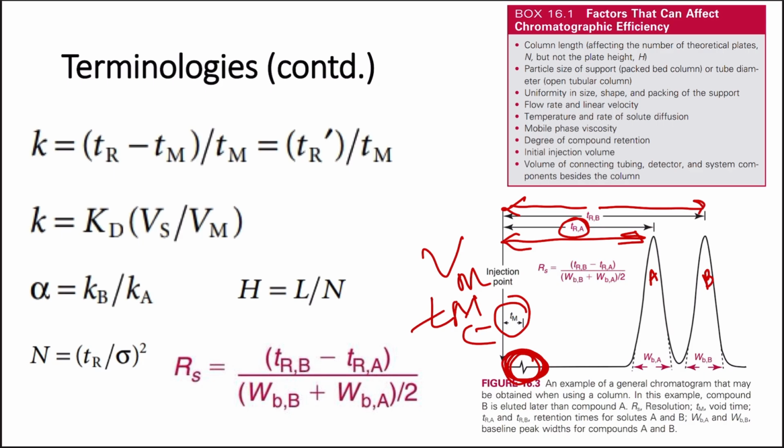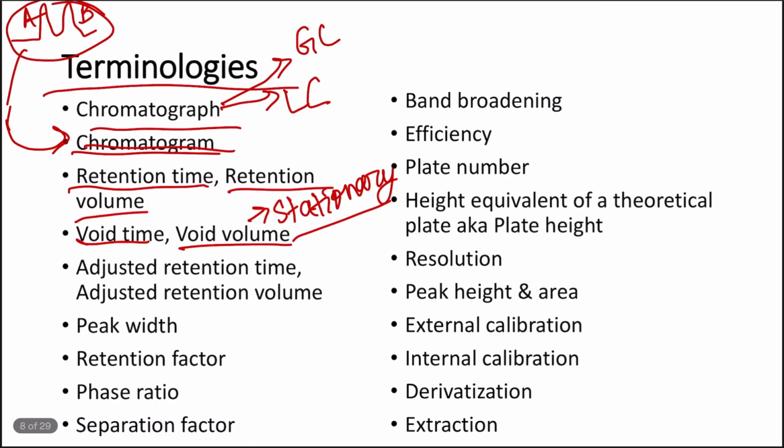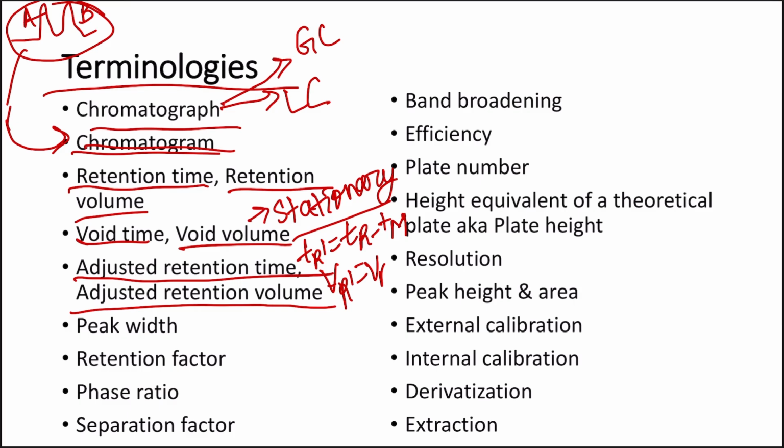And what we actually consider later on is the adjusted retention time and the adjusted retention volume. Adjusted retention time is TR dash, which is TR minus TM, that is the retention time of a particular component minus the void time. Adjusted retention volume is VR dash, that is VR minus VM, the retention volume for a component minus the void volume.